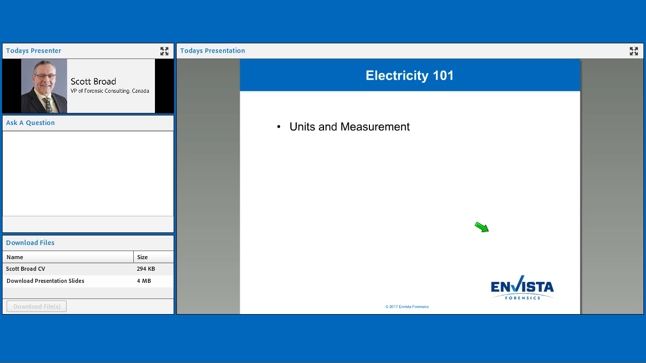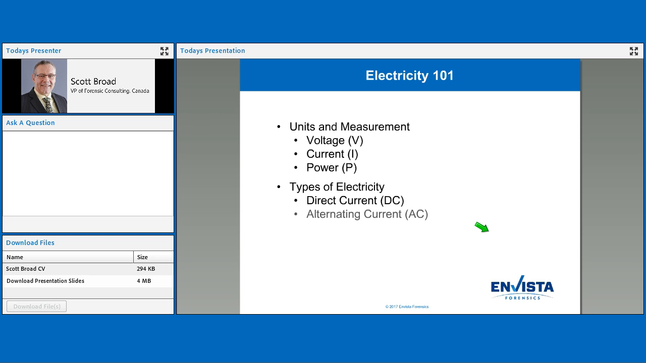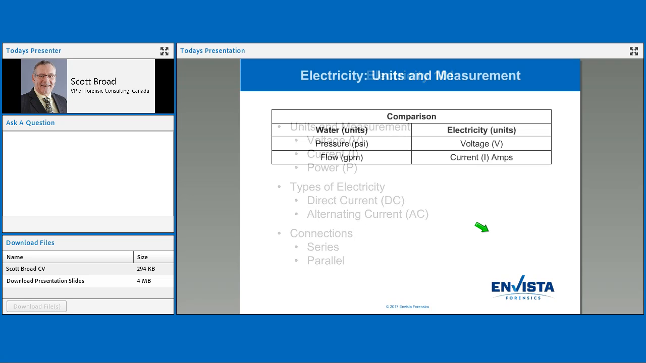But we're going to talk a little bit about electricity. I want everyone to understand that when we talk about units and measurement, we're going to talk about voltage, we're going to talk about current, and we're going to talk about power. We're going to talk about types of electricity. We're going to talk about direct current, like we were talking about, that comes from a panel. We're going to talk about alternating current, which is what we usually use in our homes. And I'm going to talk about connections. I'm going to talk about what a series connection is, and what a parallel connection is. Because in order to understand the way that PV systems go together, you need to understand these terms.